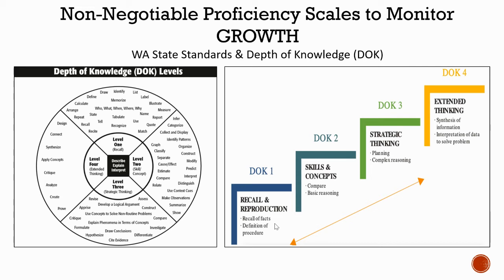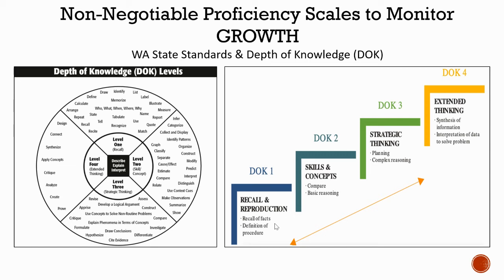On the left side of this slide, we see the often referenced DOK wheel, which provides a general look at depth of knowledge and its related important vocabulary. On the right side of the slide, however, we see a more specific description which illustrates that skills and concepts really comprise level 2, and that proficiency is defined by strategic thinking.